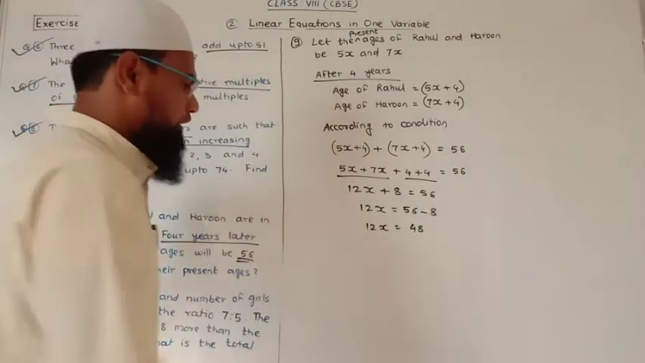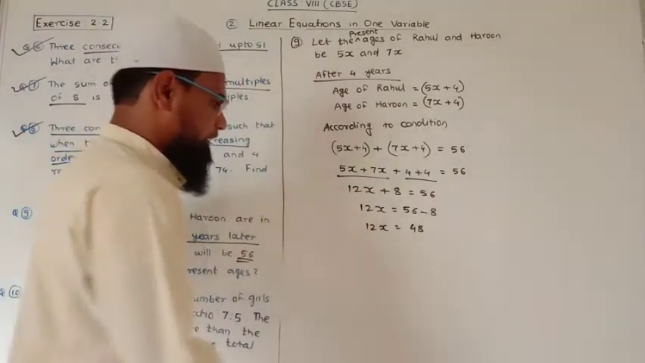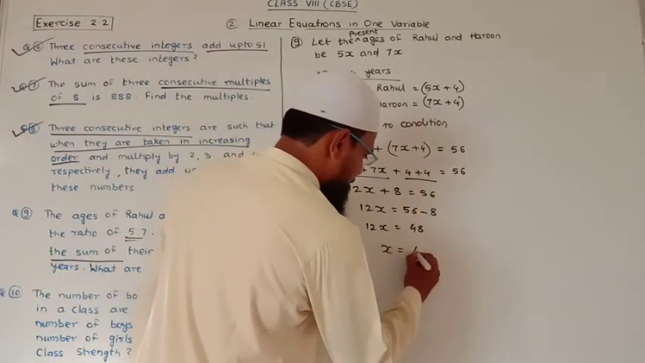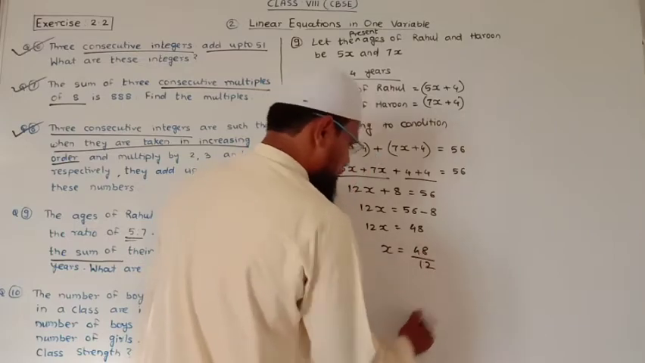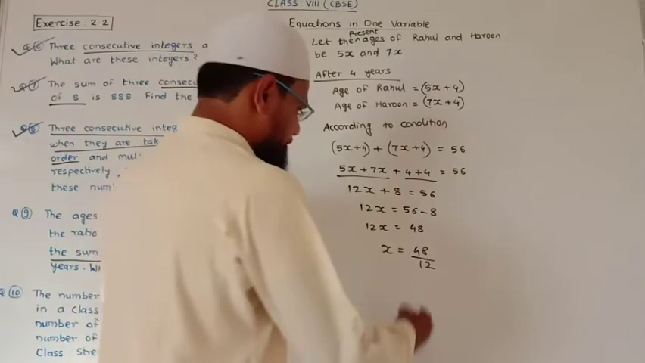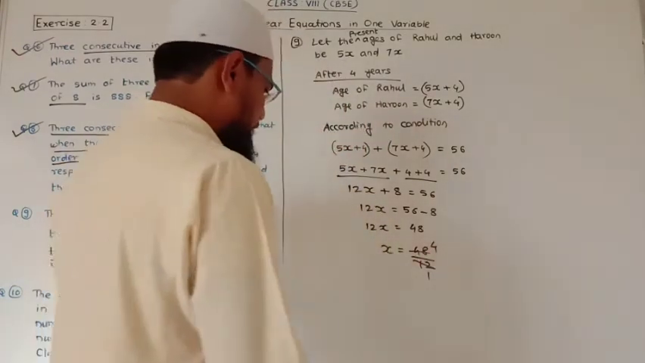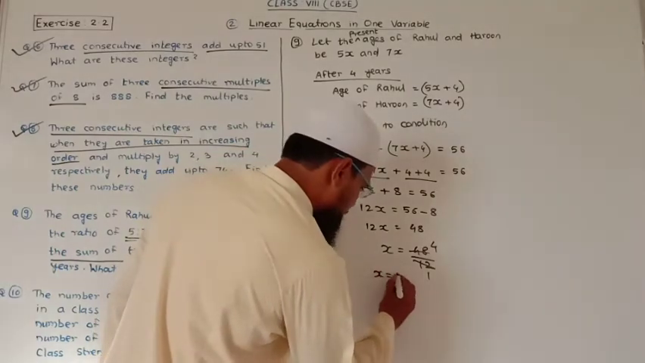And here 12 is multiplying, and we know that when multiplying is transposed it becomes divide. So 48 is divisible by 12. Here 12 ones are 12 and 12 fours are 48. We get the value of x is equal to 4.